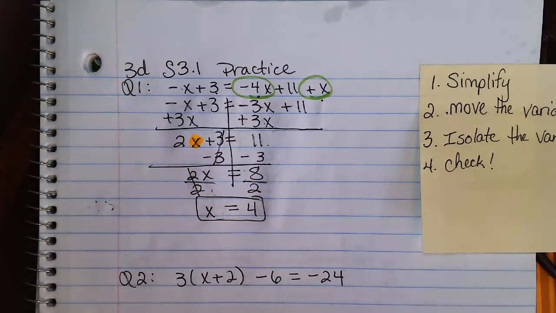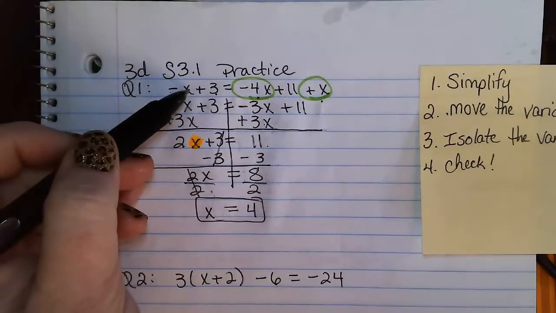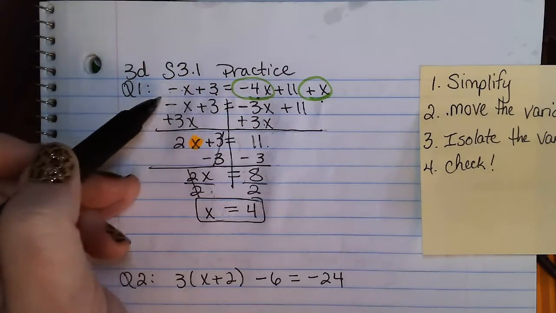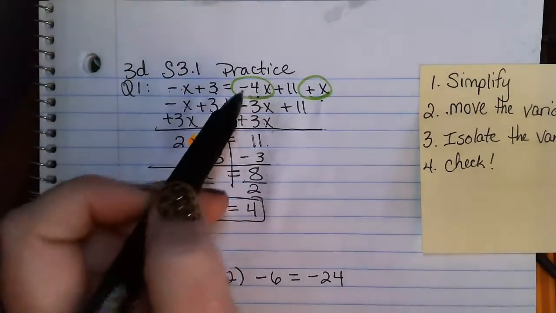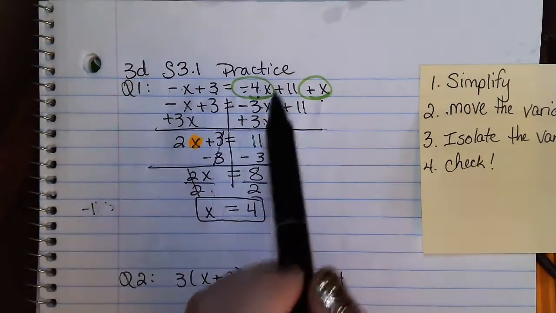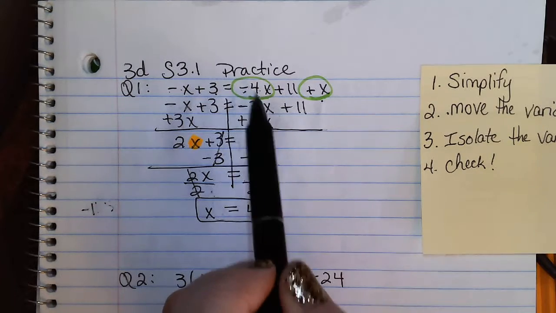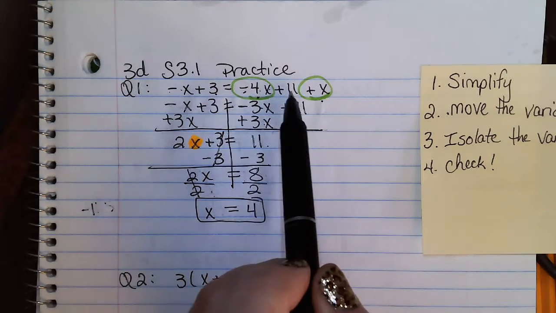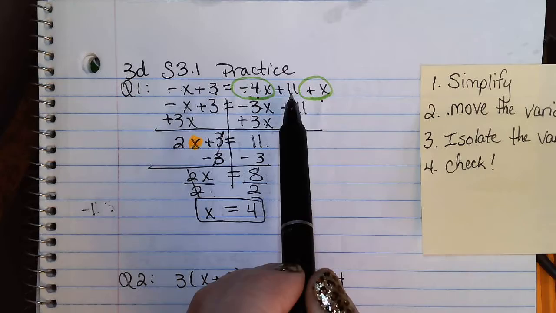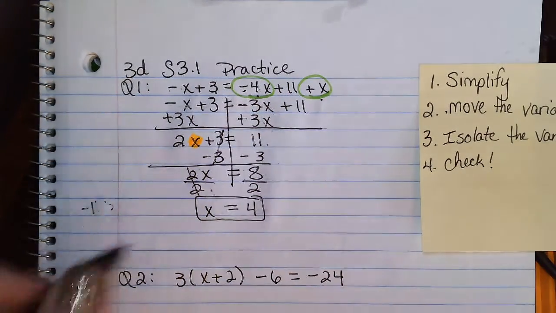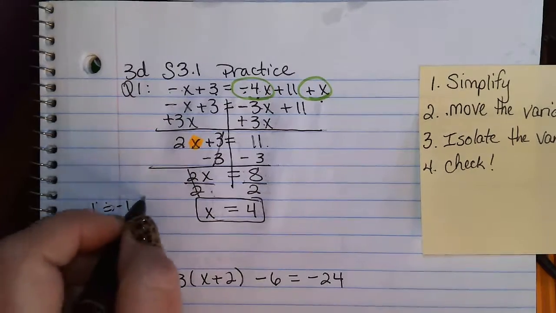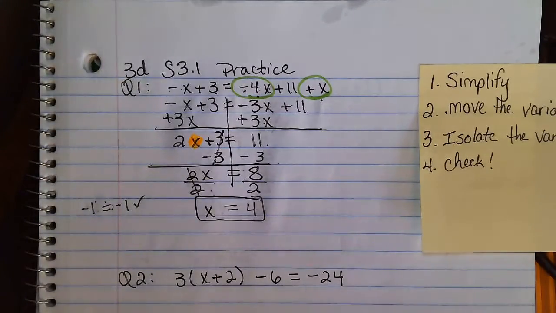I am going to verify my work. Negative 4 plus 3 is negative 1. So I get negative 1 on the left. Negative 4 times 4 is negative 16. Negative 16 plus 11 is negative 5. Negative 5 plus 4 is negative 1. Negative 1 equals negative 1. My answer is x equals 4.